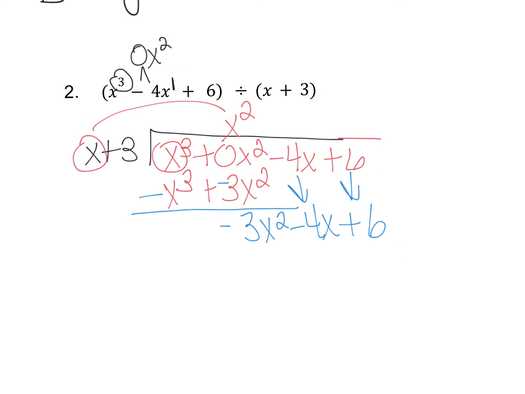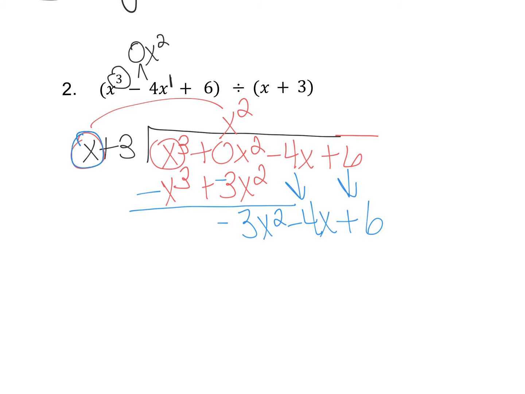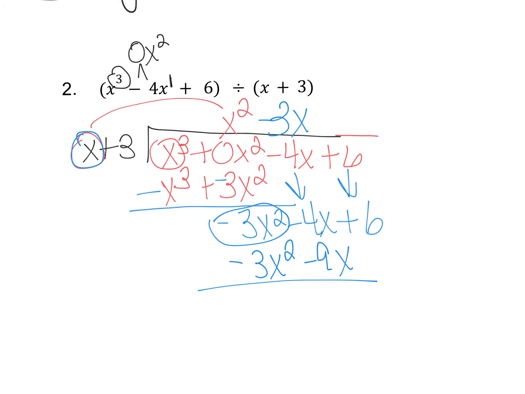Okay, then we start over again. We have x times what will get me negative 3x squared? Well, x times negative 3x will get me negative 3x squared. So I'm going to put my negative 3x up on top, multiply. Negative 3x times x is negative 3x squared. Negative 3x times 3 is negative 9x. Stop and think. We have to do the opposite because we are subtracting. So we're going to change the signs. Our x squareds will cancel, and we get 5x plus 6. We're going to bring down that 6.